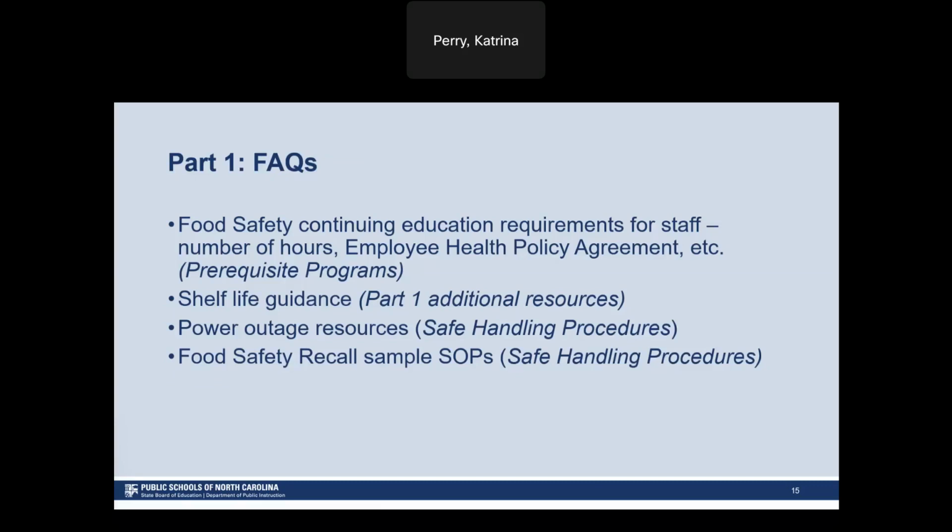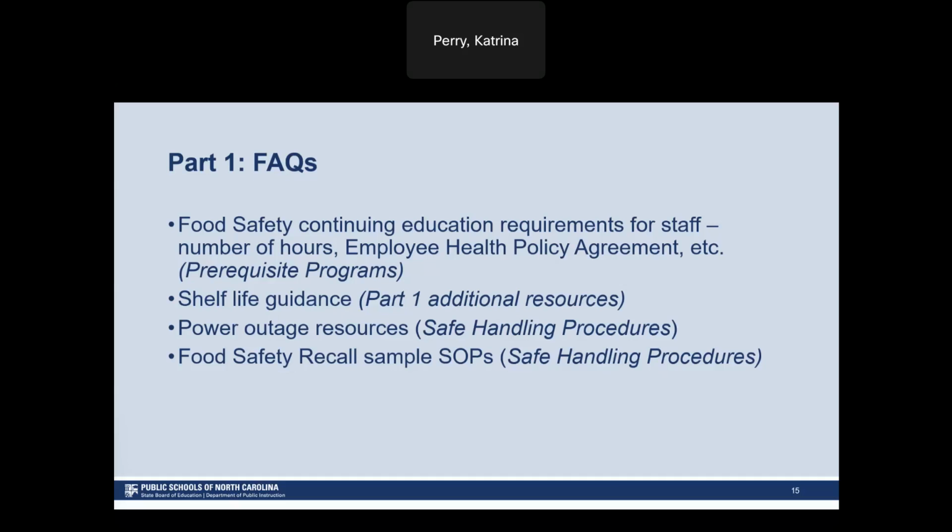I've included some topics that we commonly receive questions about and where you can find information in the central warehouse HACCP plan template. Food safety continuing education requirements are in the prerequisite program section. Shelf life guidance, we often get questions on that. That is in Part 1 in the additional resources section. Power outages and food safety recalls, we often have questions about those as well, and those have more information in the safe food handling procedures section as part of those additional materials.